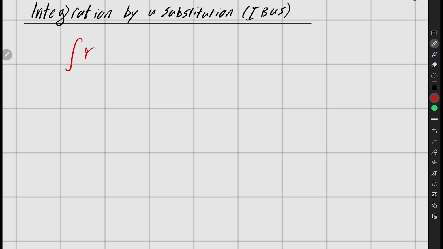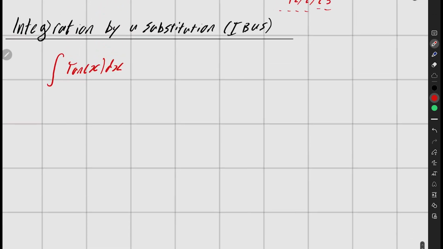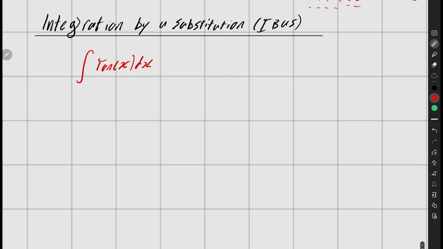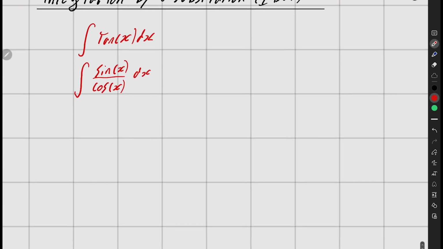If you were asked to find the integral of tan of x, how would you do this? So I'd say first up we need to write it as the identity. So you know the identity for tan of x is sine x divided by cosine x. So that'd be the integral of sine x over cosine of x dx.